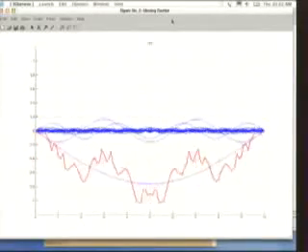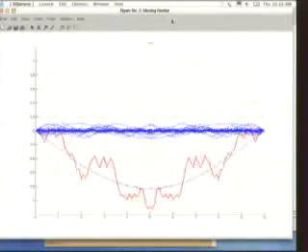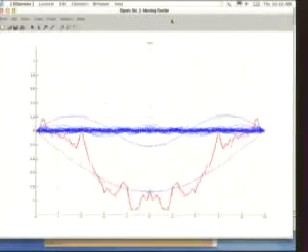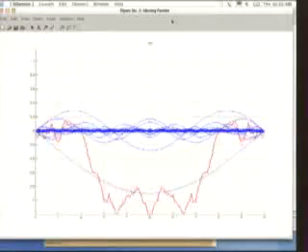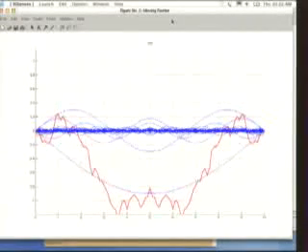The Fourier components, the blue components, have not changed. They're exactly the same as they were. And this is now what you have. So that is the consequence of dispersion.